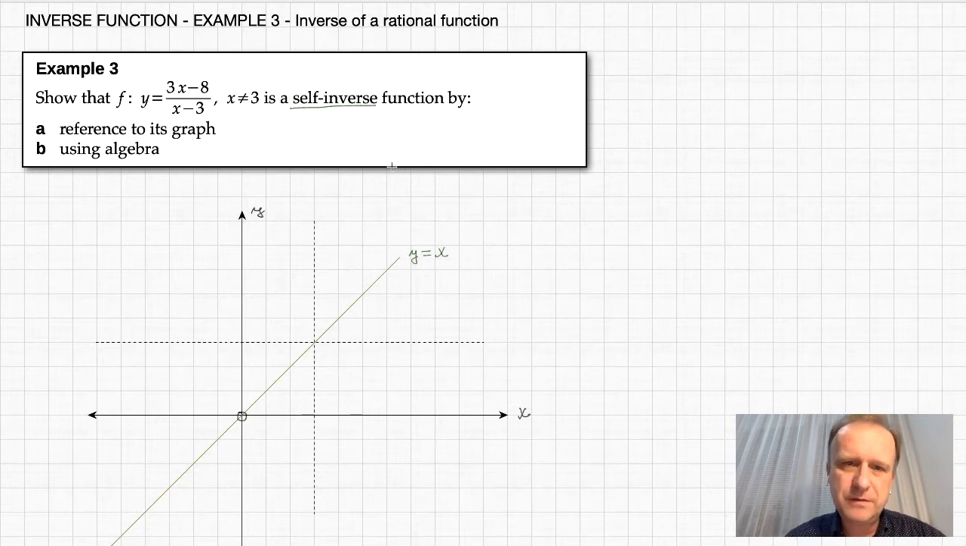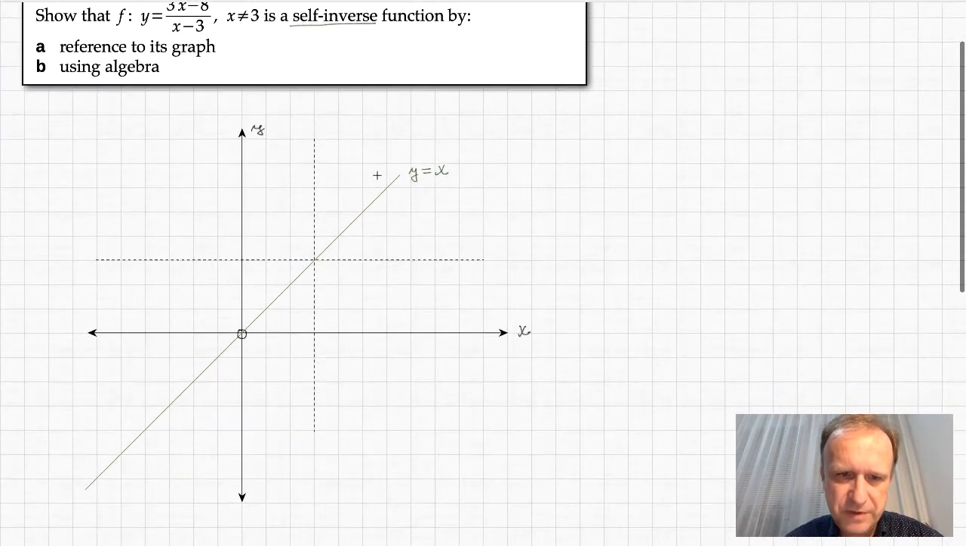You may remember from the prior lesson that a self-inverse function is a function whose graph is symmetrical with respect to the diagonal of the first and third quadrant. It means that the function can be taken as self-inverse if the inverse of the function is the same as the function itself. So if you reflect it in this green line, you should obtain the same function as before. This function is the inverse of itself.